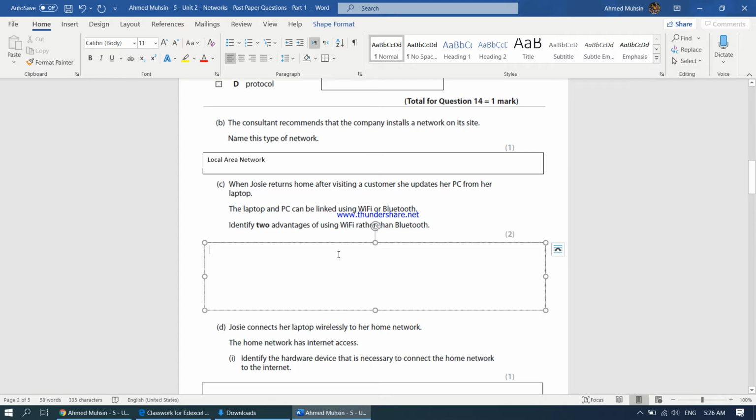So 2 advantages of Wi-Fi. You can go on to say Wi-Fi has a longer signal range than Bluetooth. Okay, and second, you can go on to say Wi-Fi has a higher bandwidth than Bluetooth. Okay, so these are two advantages. You can also mention Wi-Fi has a higher level of security than Bluetooth.